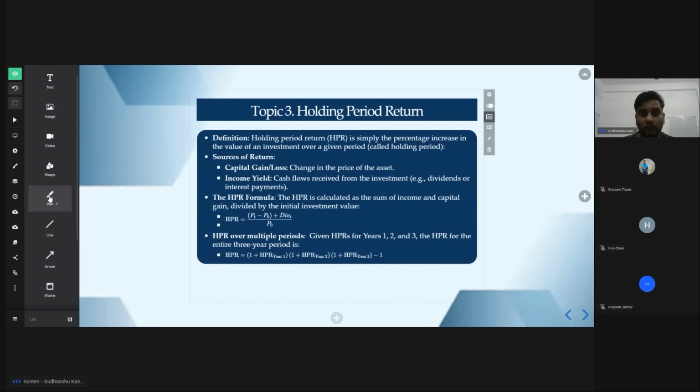All right, moving on. Next one is your holding period return, right? Holding period means how much time you are holding an investment. Some people call it HPR. Holding period return measures the percentage change in an investment's value over a specific holding period. Let's say you are holding a $100 bill. How much change the $100 investment has over a particular period, that is your holding period return.